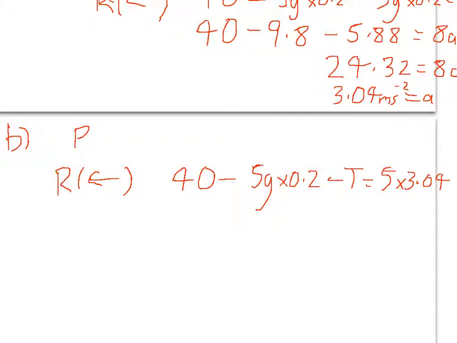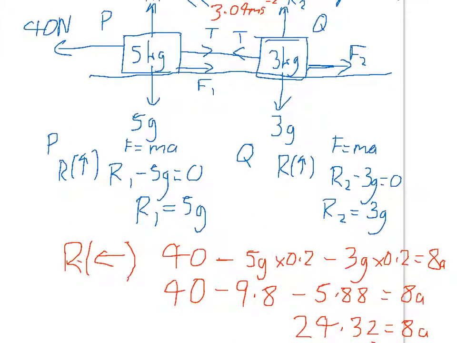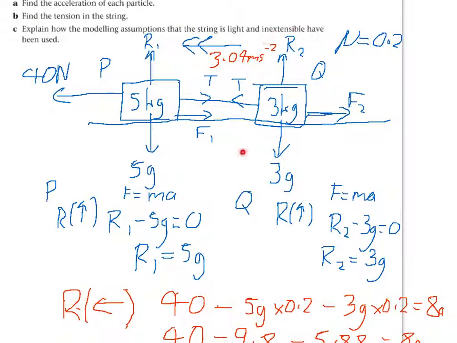So if we tidy that up a little bit, we get 40 minus 9.8 minus T is equal to 15.2. You rearrange this equation a little bit, add the tension to both sides and subtract 15.2 from both sides. If you sort that out, you'll find that the tension is equal to 15 newtons. And as I said before, if you took the forces around particle Q, you should get the tension also as being 15 newtons.